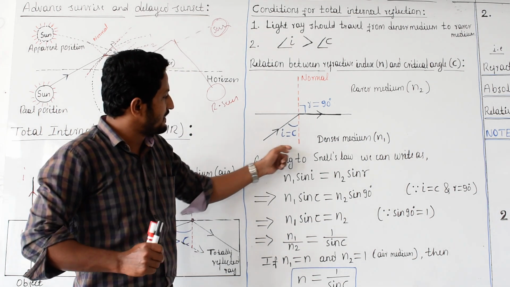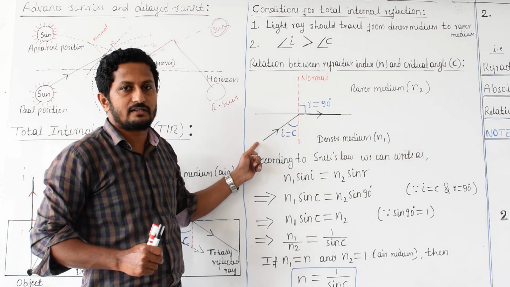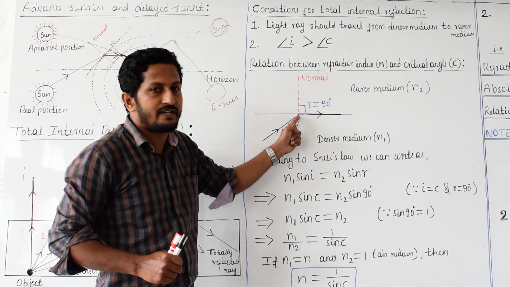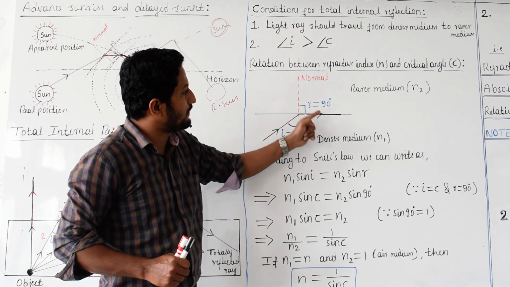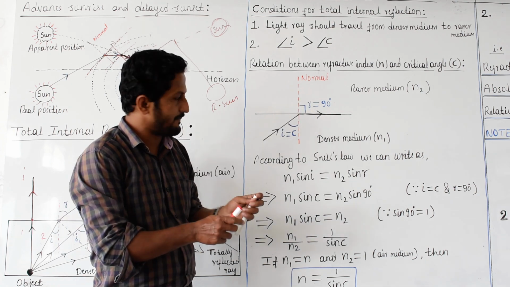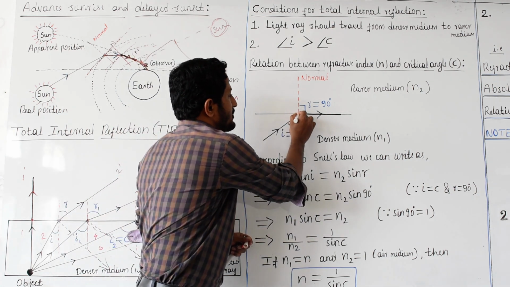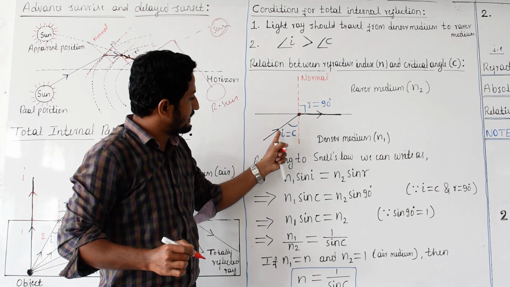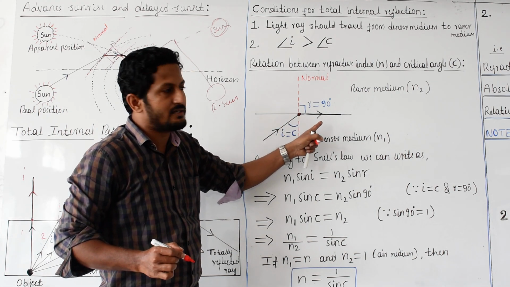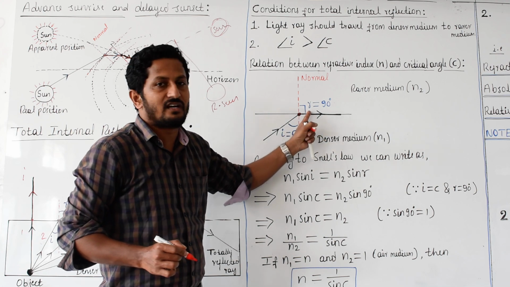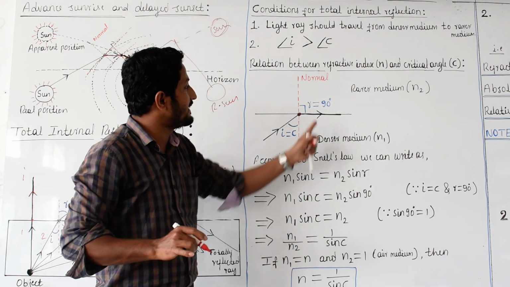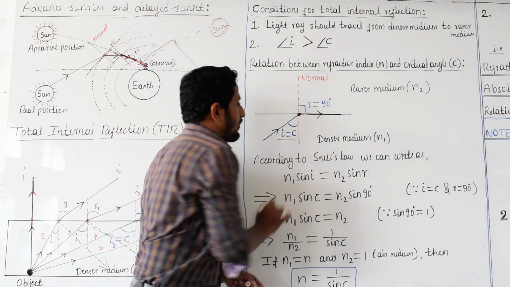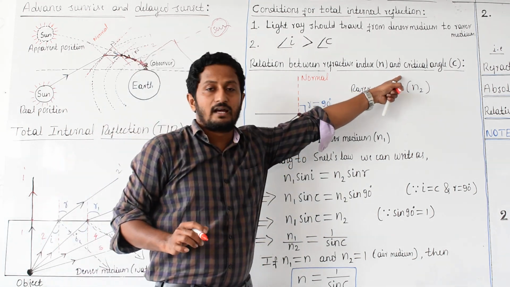Light ray from that object moving like this obliquely got incident here and it moved away from the normal. This is the normal. From this point of incidence, this is the normal, and this light ray after refraction moved away, so the angle of refraction becomes 90 degrees. That particular angle of incidence we call the critical angle.